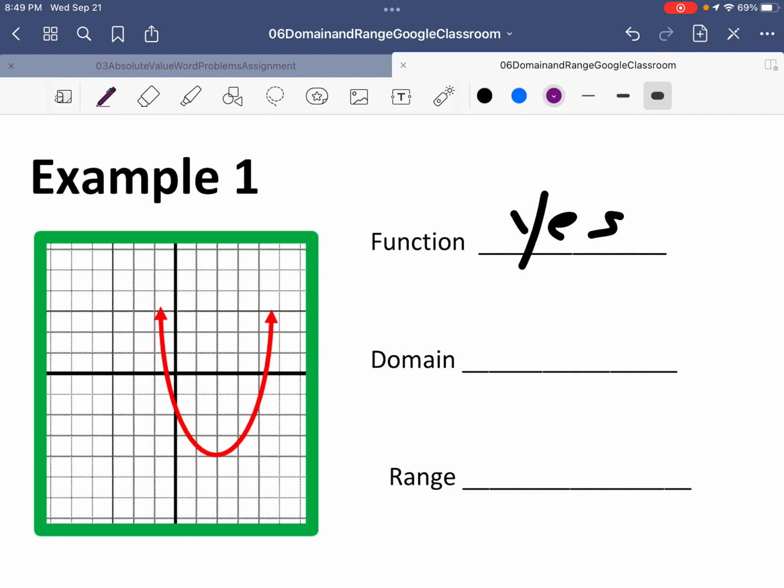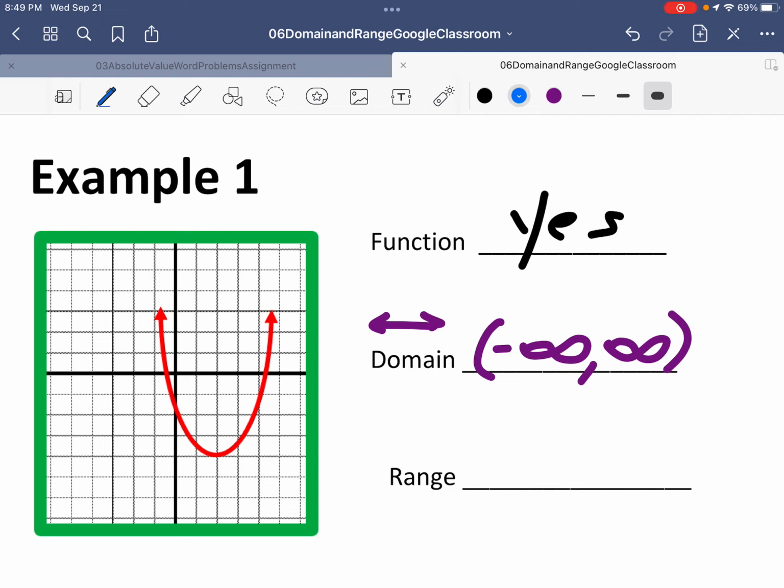Now, when it comes to the domain, you want to be thinking about what the graph does left and right. These arrows up here, yes, they're pointing up, but the graph is also widening, which means that the graph is going to keep opening left and right forever. We want to conclude that the domain is all real numbers. We typically write that as negative infinity to infinity.